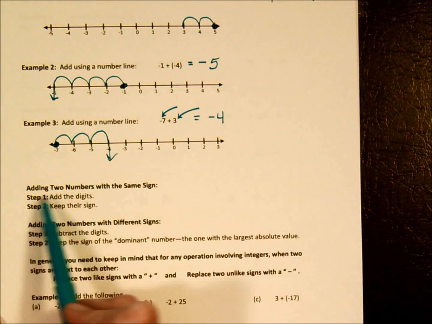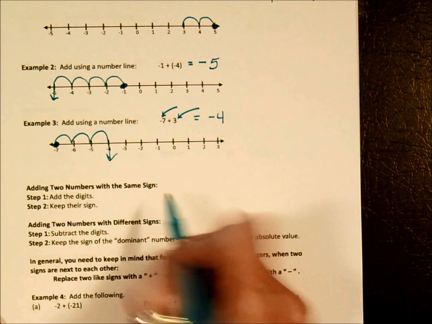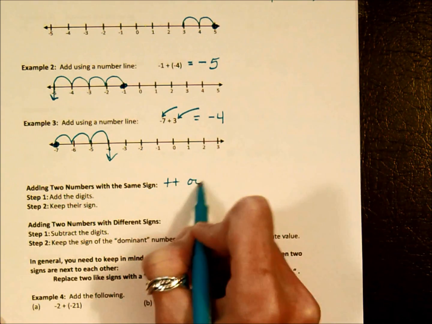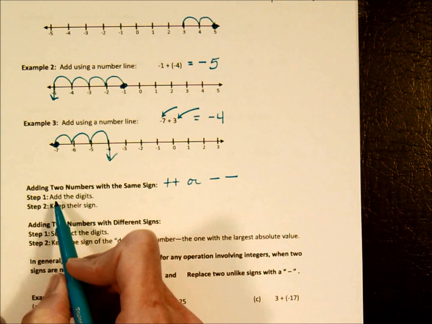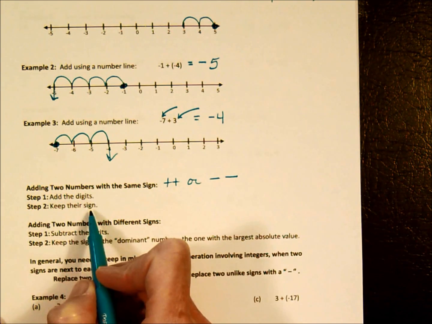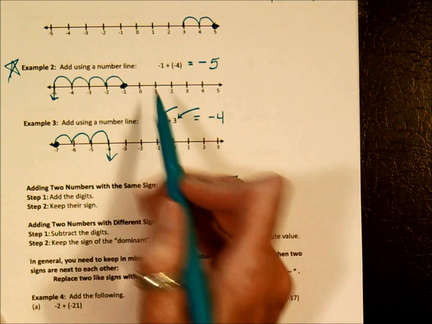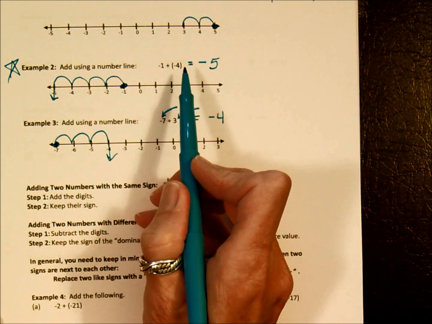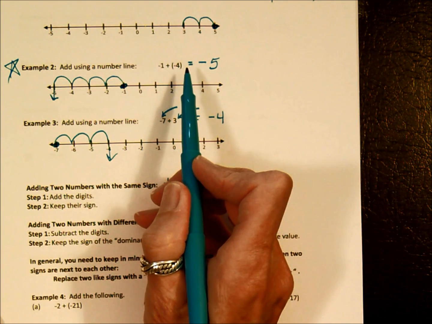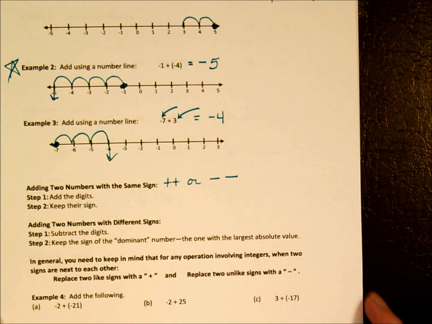It says if you are adding two numbers with the same sign, meaning positive, positive, or negative, negative, you just add up the digits and keep their sign. That is like example 2. We added a negative 1 and a negative 4. Those signs are alike, so we added them up to get a 5, and we kept the negative sign.